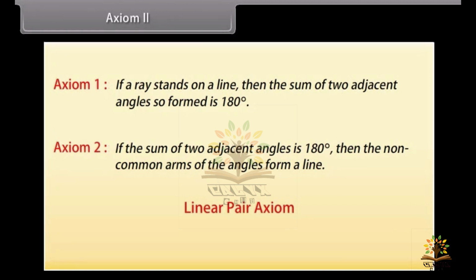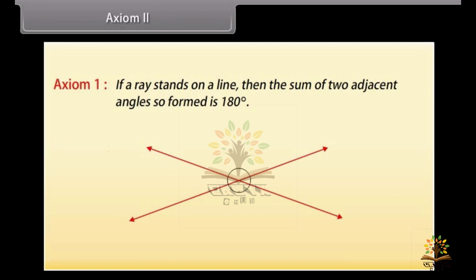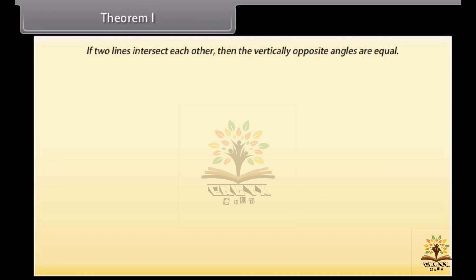Let us now move to the case when two lines intersect each other. We know that when two lines intersect, the vertically opposite angles are equal. We will prove this result after a small interactivity. Theorem 1. If two lines intersect each other, then the vertically opposite angles are equal.